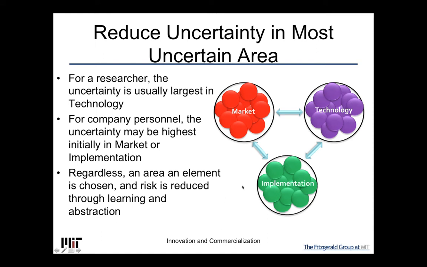So regardless of which element is chosen, the way that you actually do this process is through learning and abstraction. If you think about it, that's the only method to reduce uncertainty when we purposely introduce uncertainty in order to look at wide ranges of potential market, technology and implementation, right?